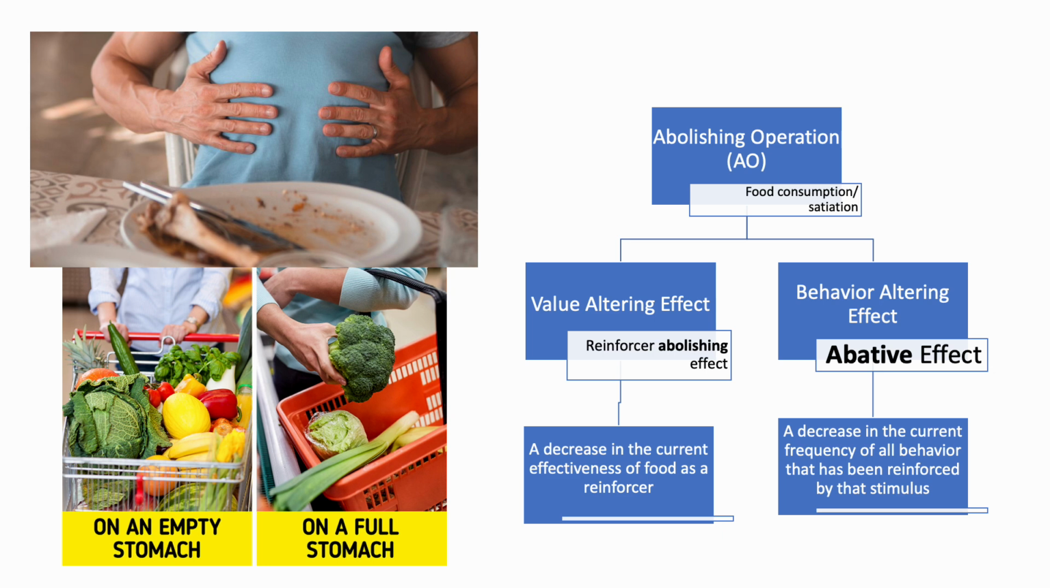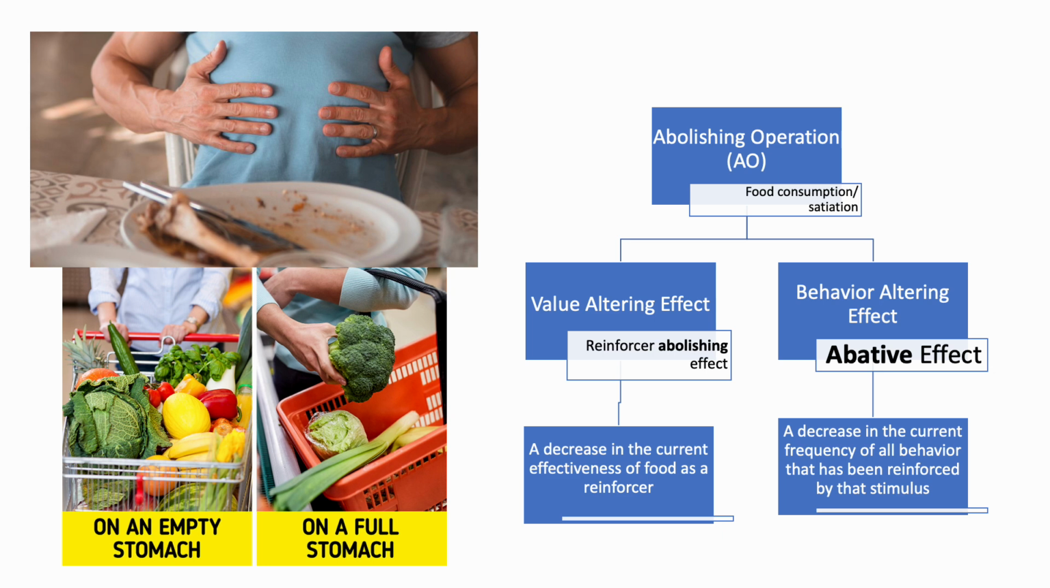So if we were talking about food consumption, to continue with the example that we were looking at in the previous slide, eating food or being satiated on food serves as an abolishing operation, which abolishes the value of that particular reinforcer. So we are no longer going to engage in behavior. We are going to abate behavior that results in gaining access to food.